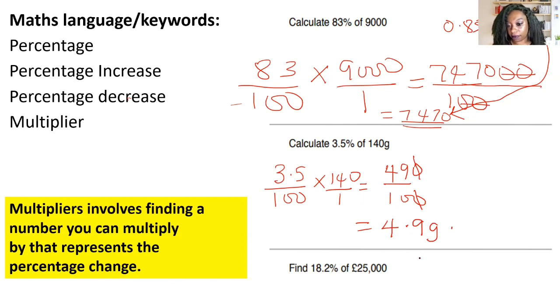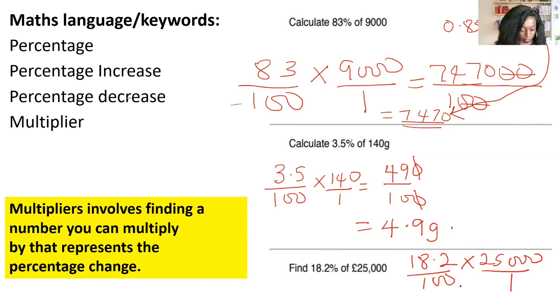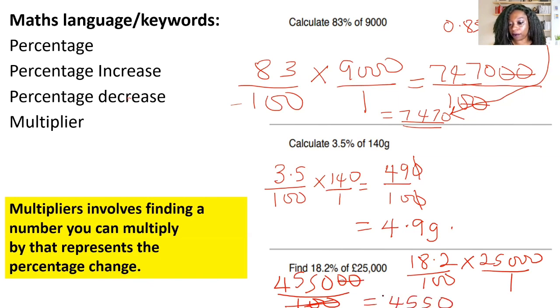Then this one is the same thing. You have 18.2%, which is 18.2 over 100 times your 25,000 over 1. This is all how you do that. So if we multiply 18.2 by 25, of course it's 25,000, you're going to get 455,000 over 100. Now divide the numerator and denominator by 100, and this would knock off these two zeros, and you'll be left with 4550 pounds. Okay, so that's how to find percentage.